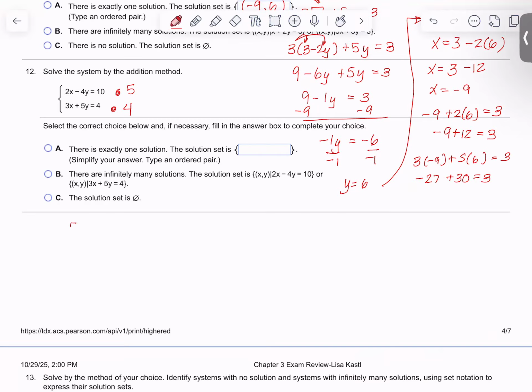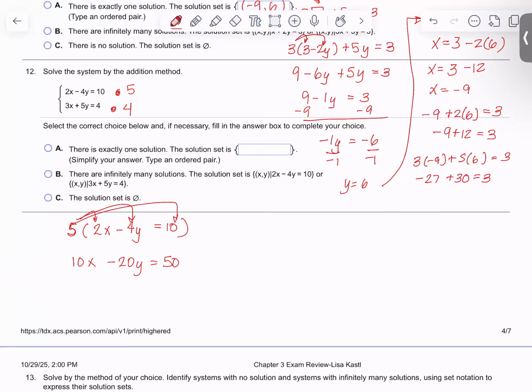I'm going to take this top equation, and I'm going to multiply that by 5. And I multiply both sides, everything on both sides, by 5. So I distribute the 5 across the 2. I distribute the 5 across the -4. I distribute the 5 across the 10.